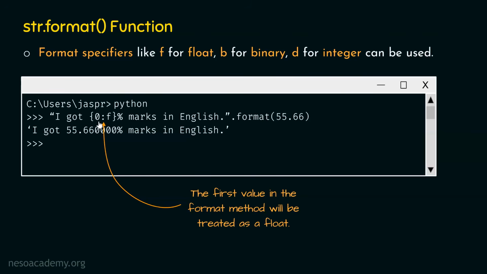So here we have specified 0, which indicates that the first value in the format method will be treated as a float. Index of this value is 0 and we are referencing it, and we want to print the floating point result. That's why f is used here. This is a floating point value. Eventually this will be printed on the screen. I hope this idea is clear.